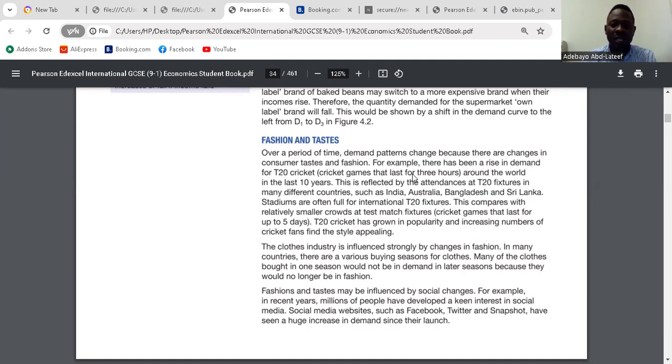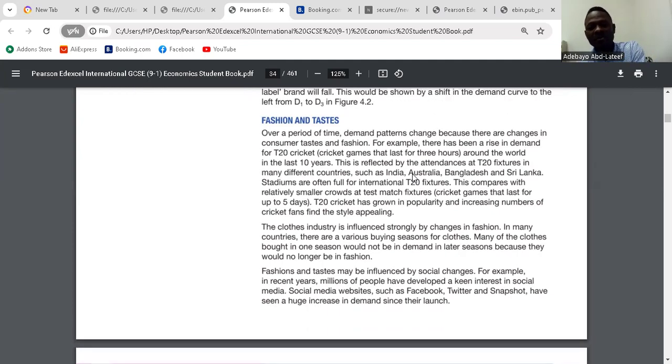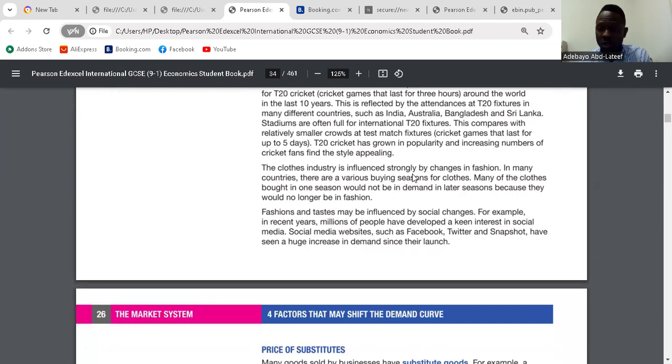The clothes industry is influenced strongly by changes in fashion. In many countries, there are various buying seasons for clothes. Many of these clothes bought in one season would not be in demand in later seasons because they would no longer be in fashion. Fashion and taste may be influenced by social changes. For example, in recent years, millions of people have developed a keen interest in social media. Social media websites such as Facebook, Twitter, Snapchat have seen a huge increase in demand since their launch.